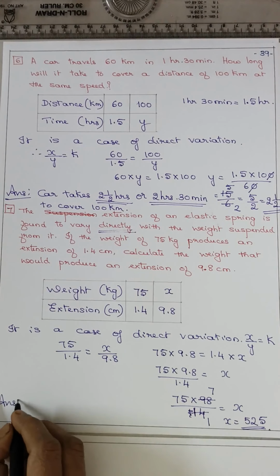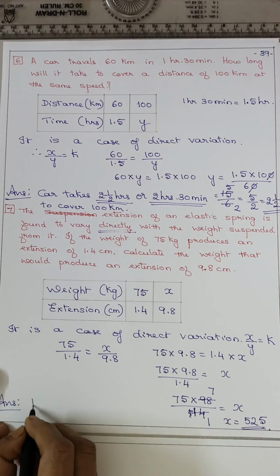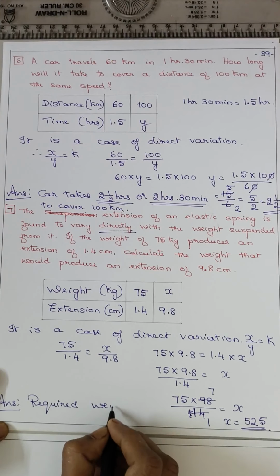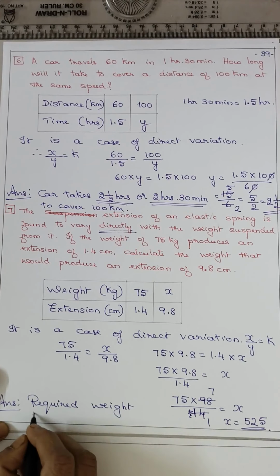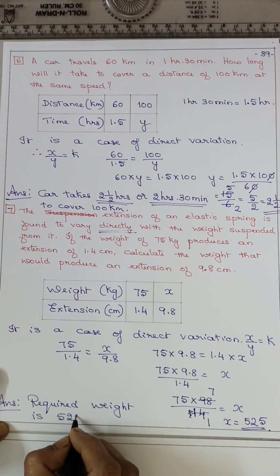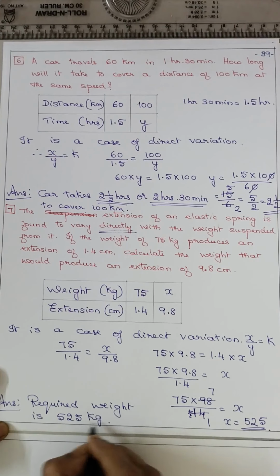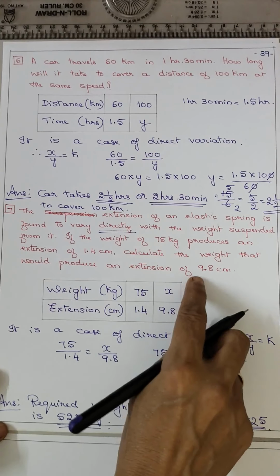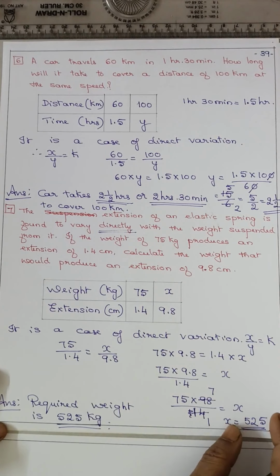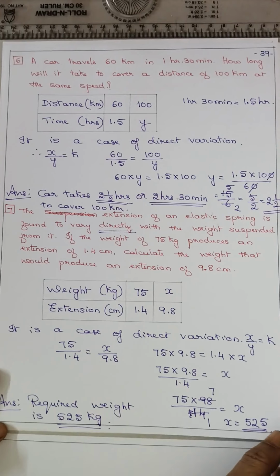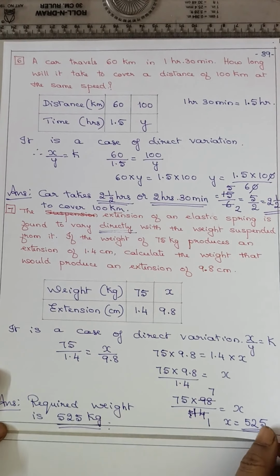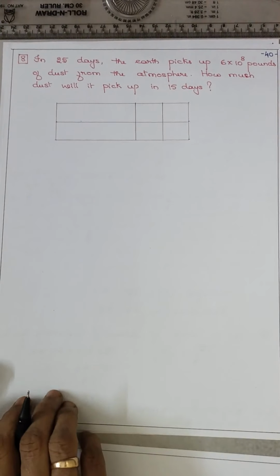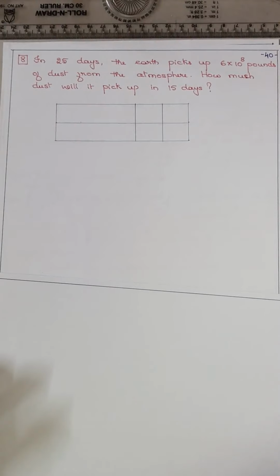So the answer, the required weight is 525 kg. So 525 kg will produce the extension of 9.8 centimeter. Is it clear? So we have completed the question number 7. Now coming to question number 8, the last sum.